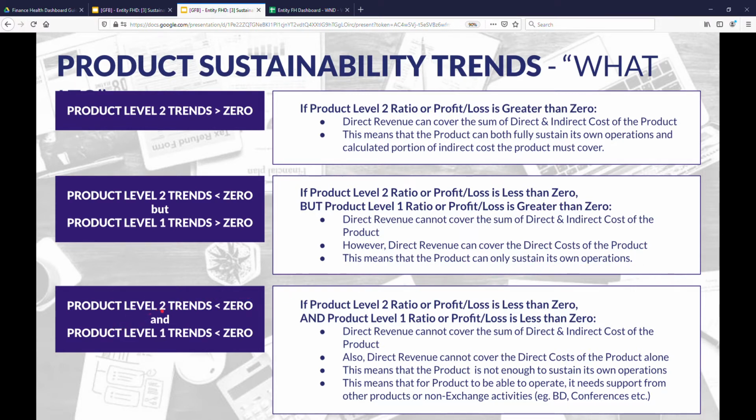Then if level 2 and level 1 is below 0, then this means that the product cannot sustain its own operations. This means that product, in order to be able to operate, it needs support from other products or non-exchange activities such as BD, conferences, etc.